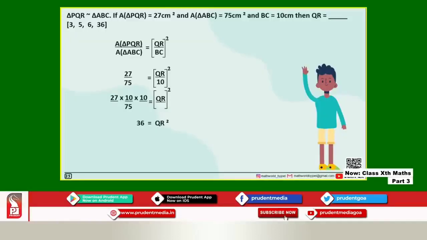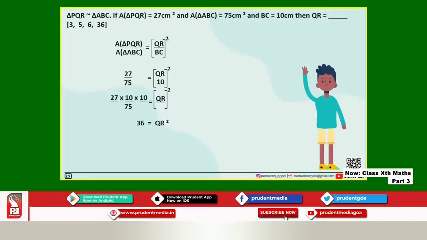Okay, so here I have another one. PQR and ABC are similar. If area of triangle PQR is 27 and area of triangle ABC is 75, and BC is equal to 10 centimeter, then QR is equal to dash. So again, the understanding of the entire proof is written there. All I have done is try to solve it the same way.